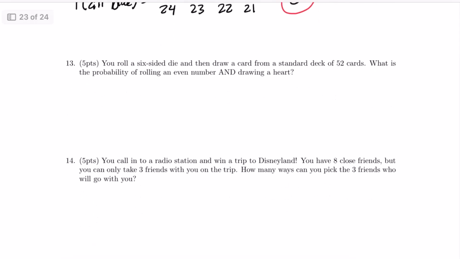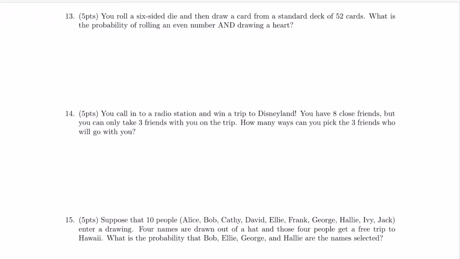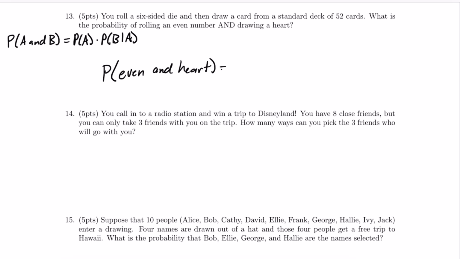Then on question 13, we're rolling a 6-sided die and then drawing a card from a standard deck of 52 cards. And we're looking for the probability of rolling an even number and drawing a heart. So remember the AND formula says that the probability of event A and event B happening is the probability of A times the probability of B, assuming that A happens. So if I want to find the probability of rolling an even number and drawing a heart, the way that I would calculate this is I would first say, okay, well, what's the probability of rolling an even number?